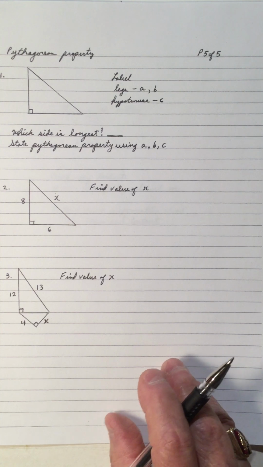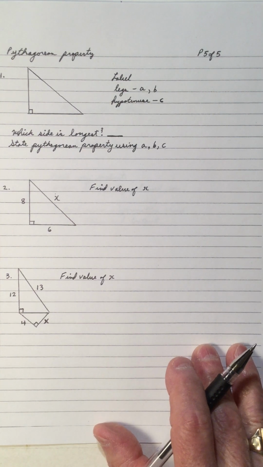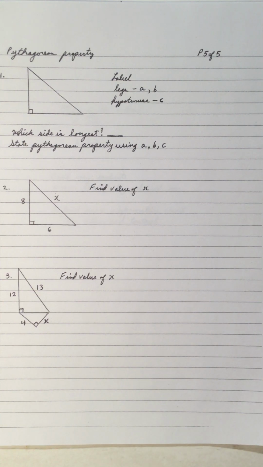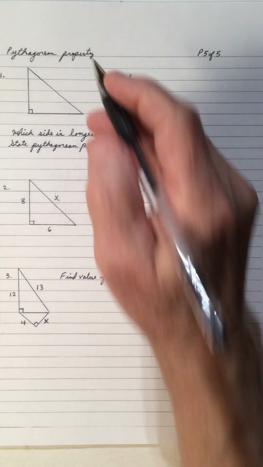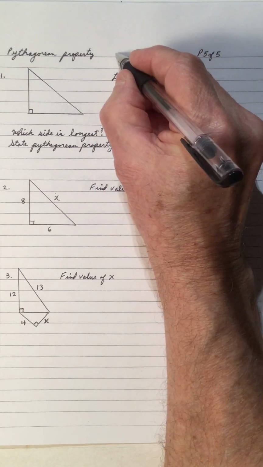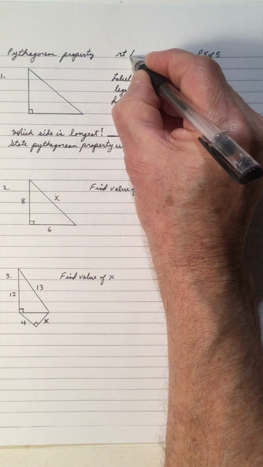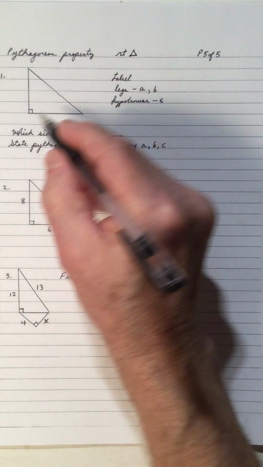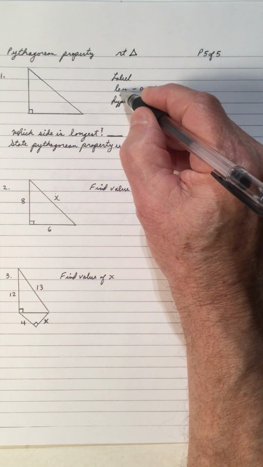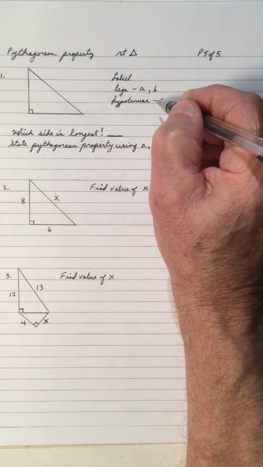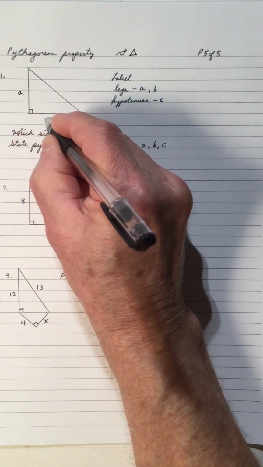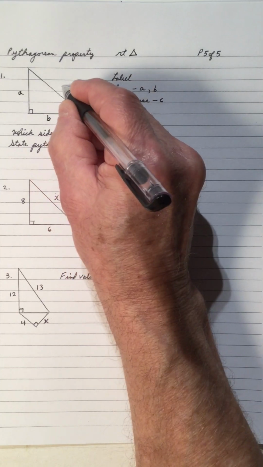One of the other properties that's used quite often in geometry, trig and calculus is the Pythagorean property. It has to be a right triangle, and we have a right angle right here. So it says label the legs as A and B and the hypotenuse as C. So the legs are A and B and the hypotenuse is C.